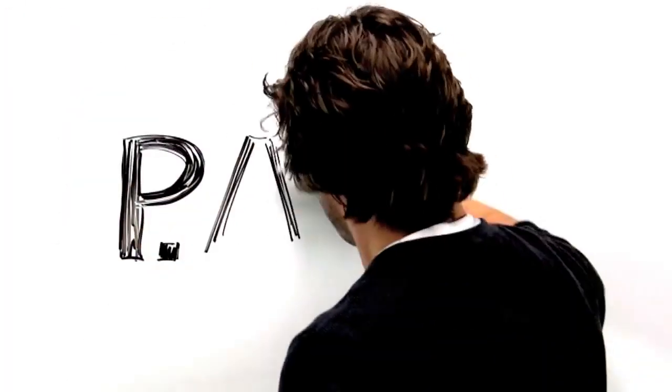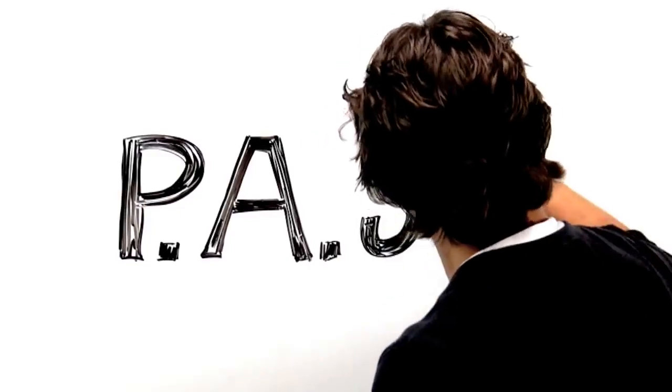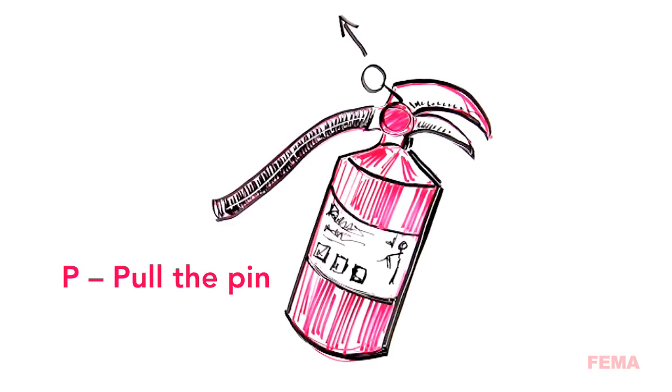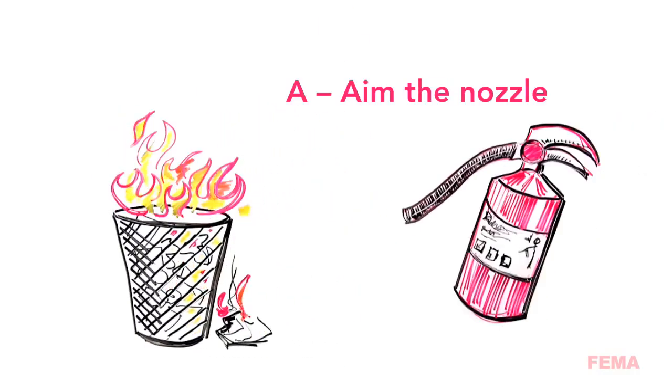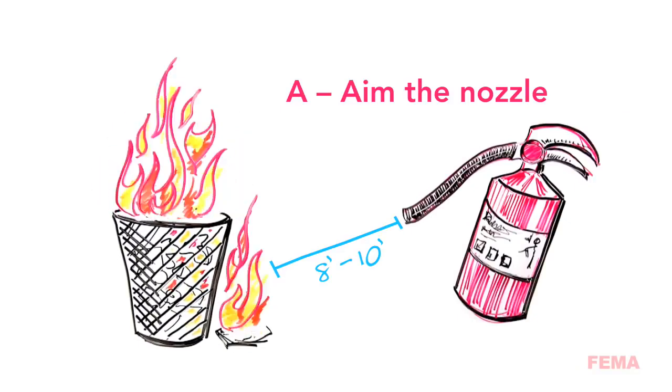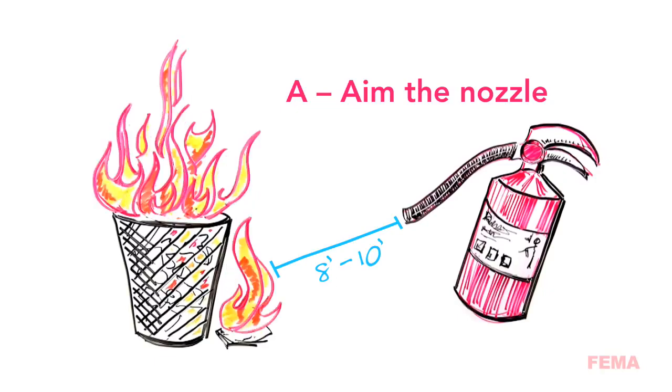Once you've determined that the extinguisher is the correct type for the hazard, proceed to operate the extinguisher using the PASS technique to control and extinguish the fire. First, hold the extinguisher upright and pull the pin. Next, stand 8 to 10 feet from the fire and aim the nozzle at the base of the fire. Do not get too close or aim the nozzle too high.